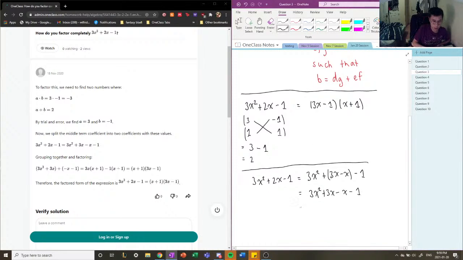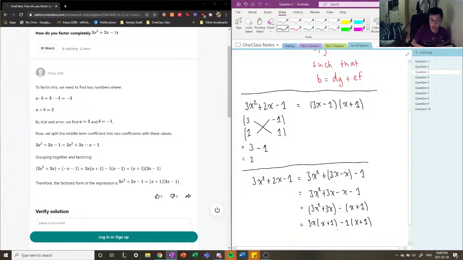Now they grouped up these terms in a different manner. They grouped up 3x squared and 3x by themselves, and they also grouped up x and 1. So they factored out negative 1. In this first term, they factor out 3x. What do they get in the bracket here? They get x plus 1. And here they factored out 1, and they have x plus 1.